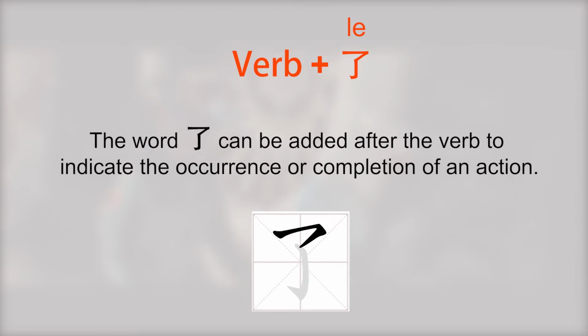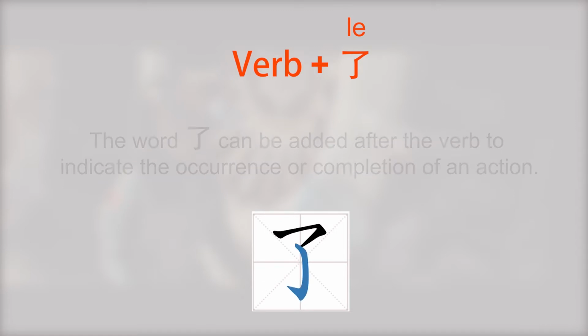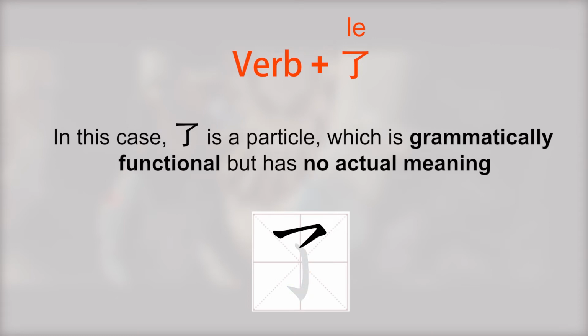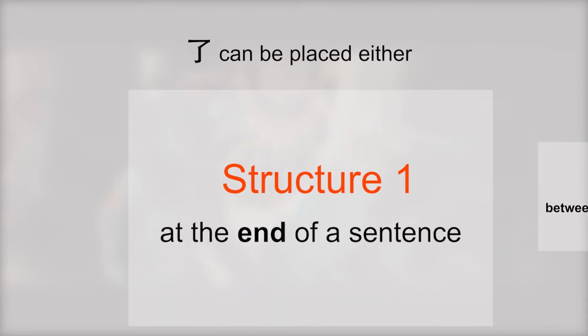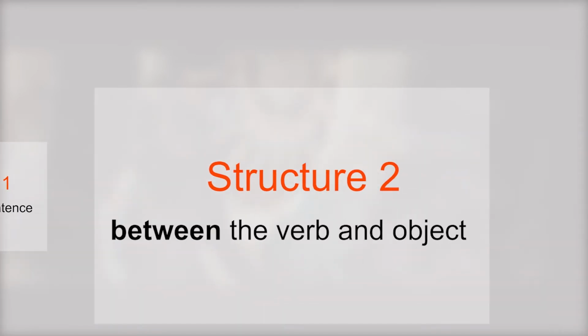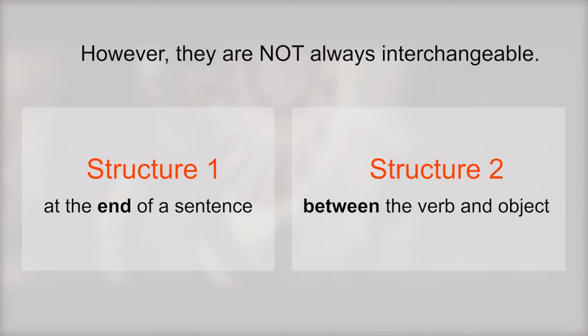Verb plus le. The word le can be added after the verb to indicate the occurrence or completion of an action. In this case, le is a particle, which is grammatically functional but has no actual meaning. There are two structures for this usage. Le can be placed either at the end of a sentence or between the verb and object. However, they are not always interchangeable.